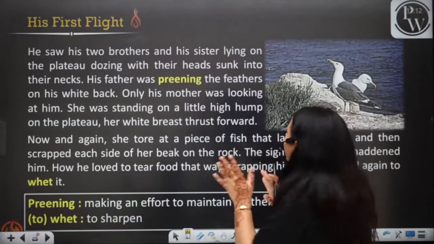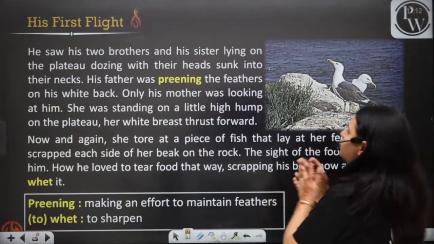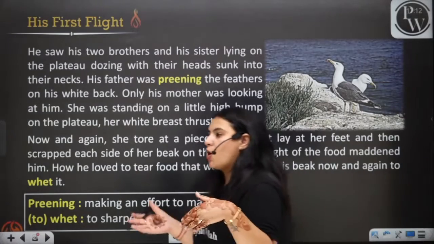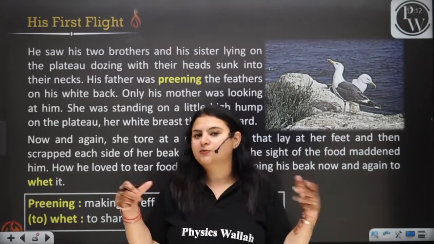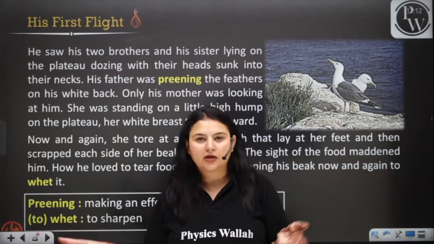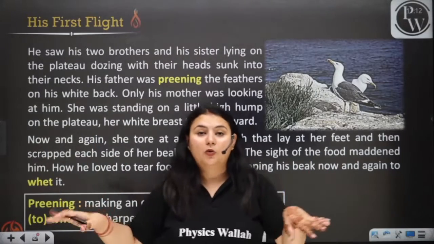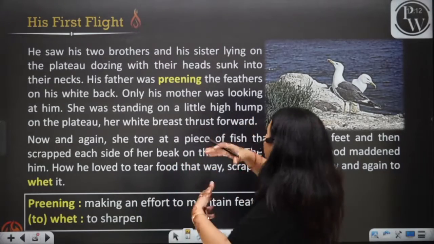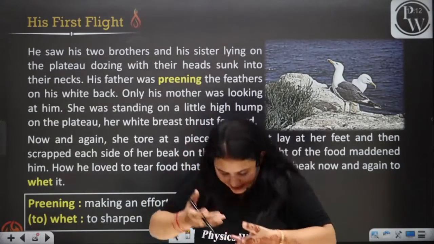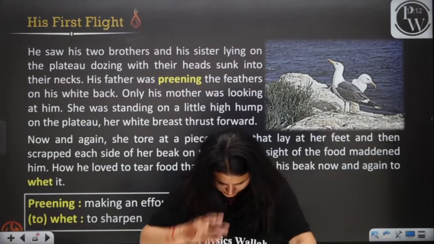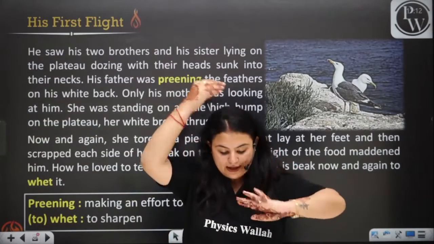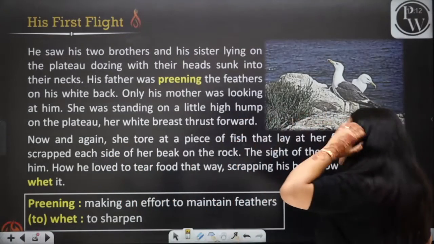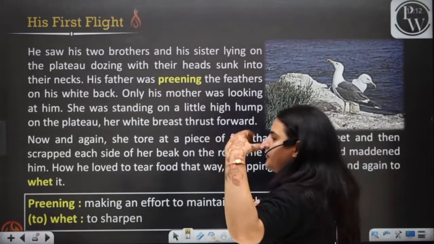He saw his two brothers and his sister lying on the plateau, dozing with their heads sunk into their necks. Obviously they were also tired from the training which they got from their parents. What they were doing, they were just putting their heads like this. They sleep like this, no? They just coil their heads inside like that, and they were dozing off. They were sleeping. His father was preening the feathers on his white back.